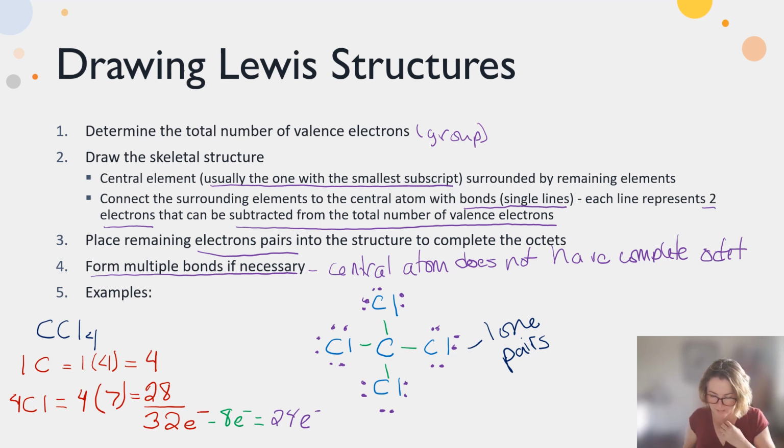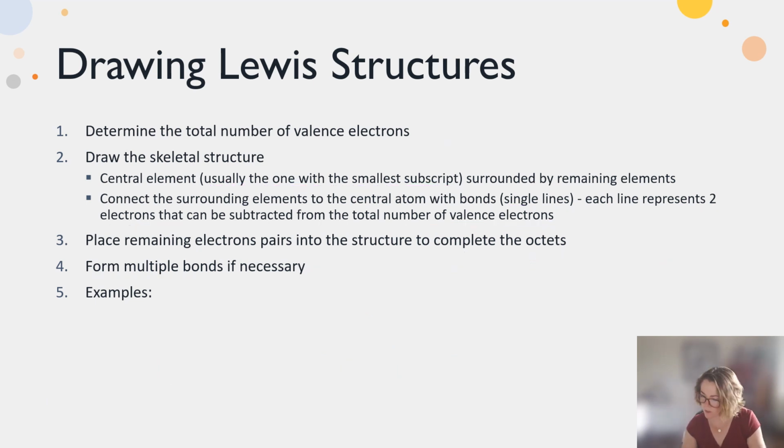All right, I'm going to go ahead and do another example. This time we are going to do PH3. So I'm going to go ahead and write out the formula. And we are going to go ahead and add up the total number of valence electrons first.